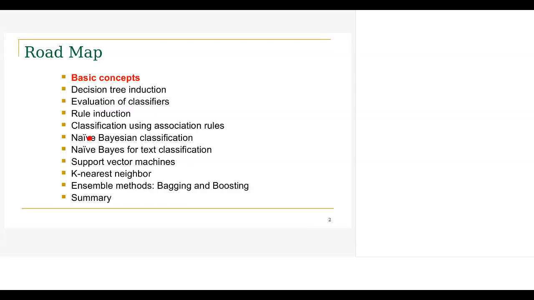Then the important algorithms: Naive Bayesian classification, naive Bayes for text classification, support vector machines, k nearest neighbor, bagging and boosting. These algorithms, naive Bayes, support vector machine, and k nearest neighbor, are the most important. We frequently use these algorithms, mainly support vector machine and k nearest neighbor.